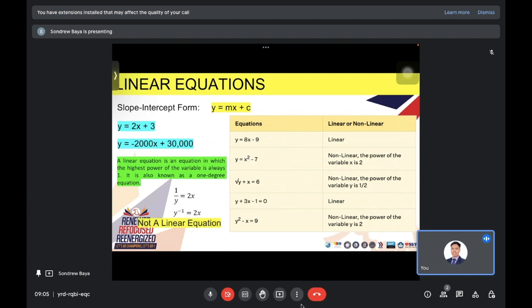Okay, so these are linear equations, and this is how to find whether an equation is linear or not. All right.